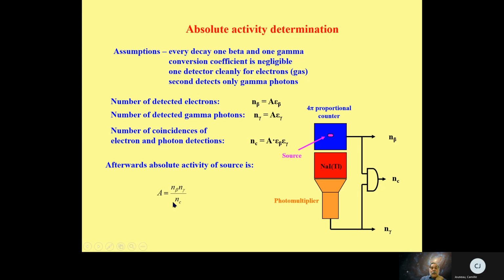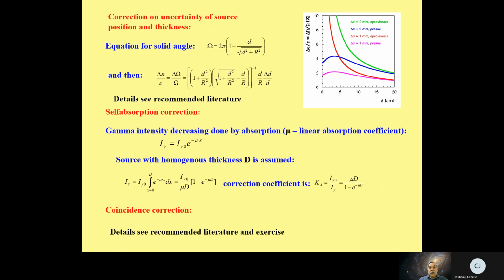That means you will obtain the absolute value of activity of this radionuclide, and after the termination of this activity, it's possible to use this source as a source for the detector. Okay, one thing which is necessary to do: there are different corrections of spectra and different corrections of our measurement.